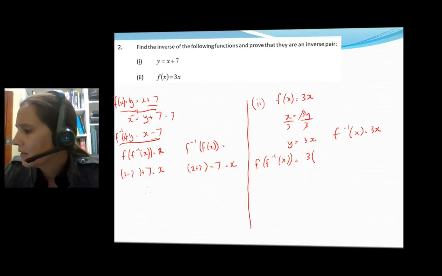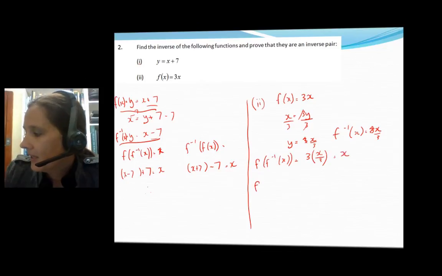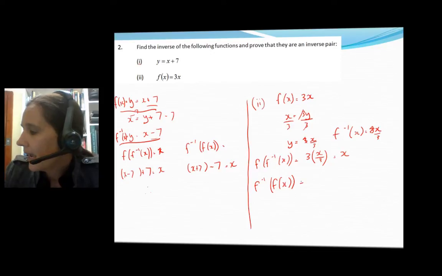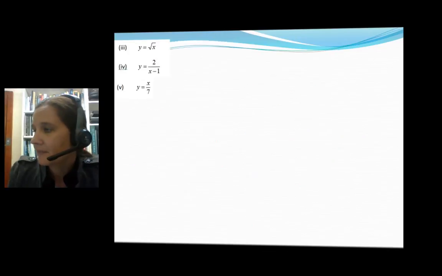what did I do there? x divided by 3 should be x divided by 3. That makes sense now. 3 times x divided by 3 here gives us x. And our inverse function of our function of x here. Our inverse function is x on 3. And here, instead of x, we write our 3x. And we get x. So these two are inverse pairs.